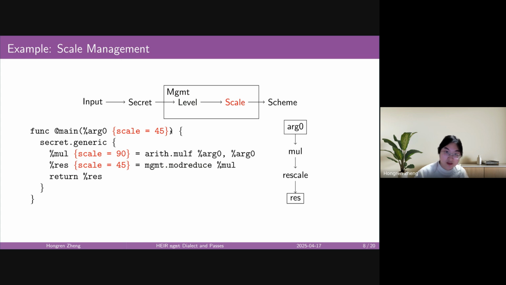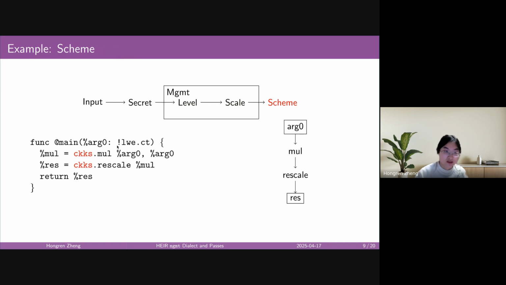Now with all the level information and scale information, we can go to the scheme dialect. In the scheme dialect, we can see that it's a CKKS multiplication and a CKKS rescale, and all the backends are happy. Okay, any question on the example?